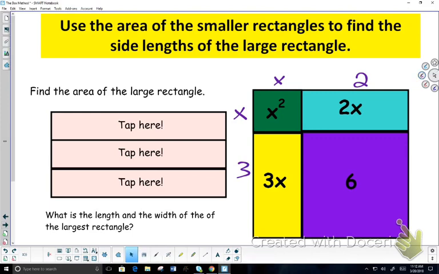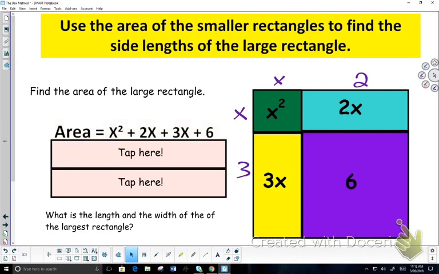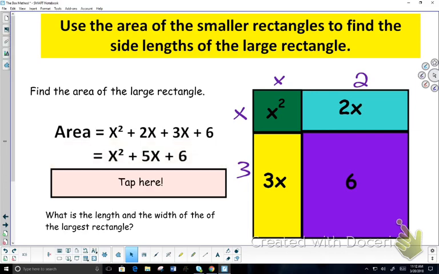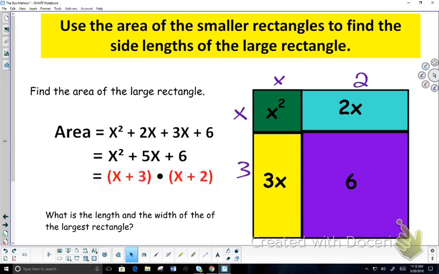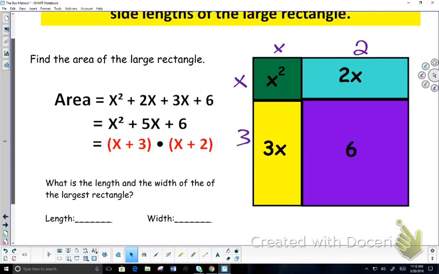So let's see. It tells me what's the area of the largest rectangle. How would I figure that out? I would add all that stuff up. Of course, I could multiply, yes, but since they gave it to me, I'd add all that stuff up. Just like Jason told me to write it a second ago. This will simplify, right? Giving me 5x. And then keep in mind, this right here is the same thing as multiplying those two factors that we just found. So it says, what is the length and width of the largest rectangle?